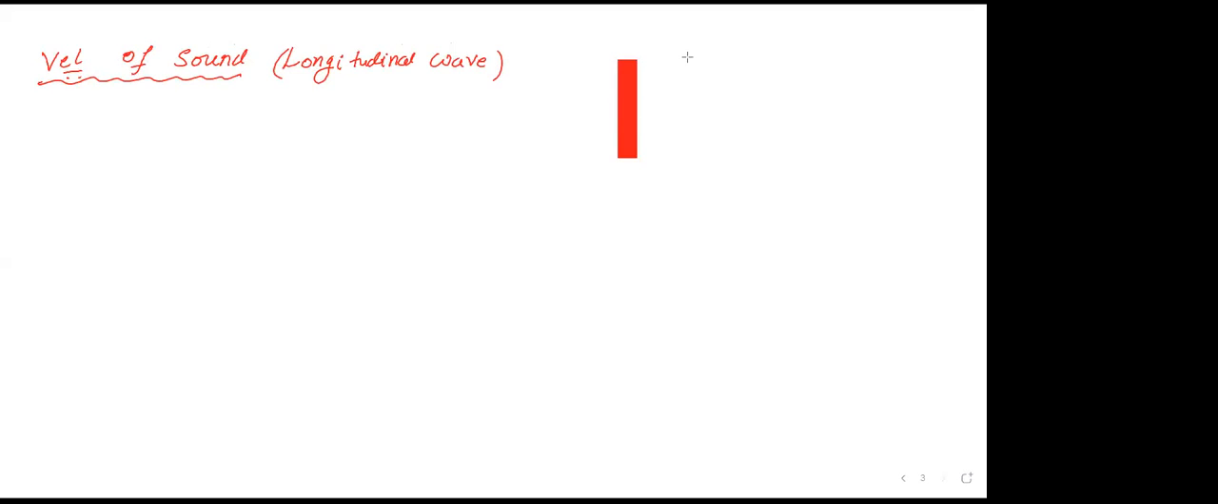Yes, next one. To find out the velocity of sound. What kind of wave is sound? The sound is a longitudinal wave. What does it mean? Longitudinal waves are the waves which go like compression and rarefaction. Like this: compression, rarefaction, compression and rarefaction will be there, alternately.